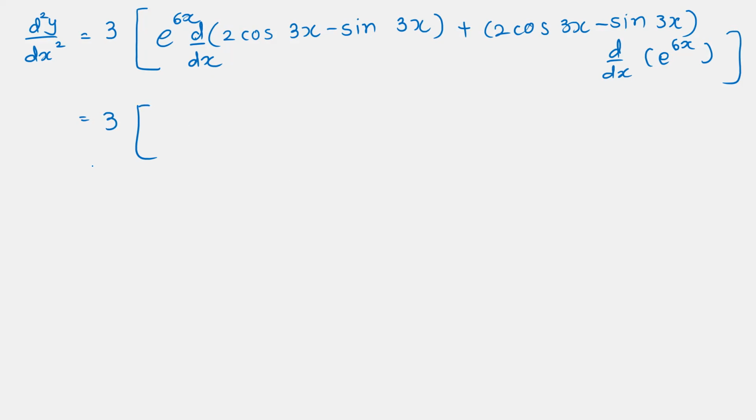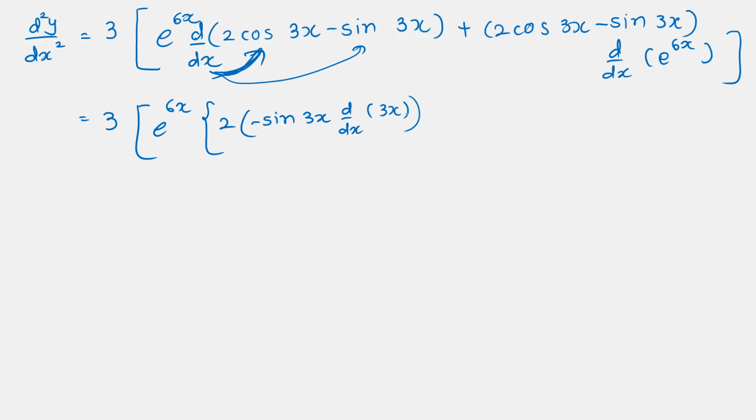Simplification starts. We'll apply the differentiation addition rule. E to the power 6x as it is. I'm using a curly bracket as well. 2 as it is with cos. So with cos it is a minus sign, right? Minus sin 3x, whatever the angle is. 2 cos 3x's differentiation will be minus 2 sin 3x. The angle will be the same, but we have to do the differentiation of the angle also.